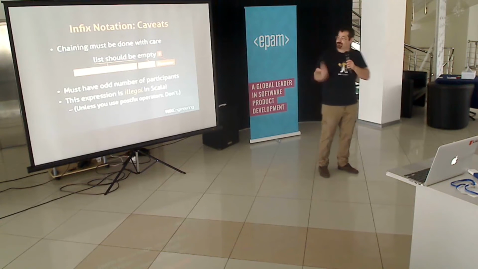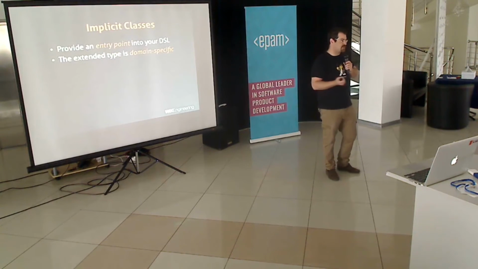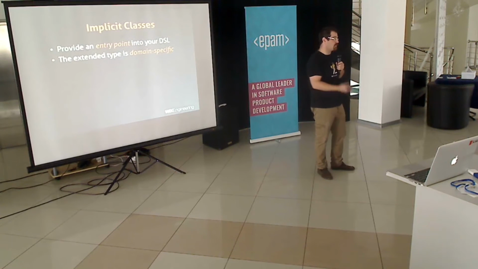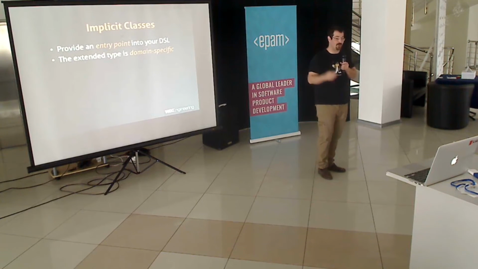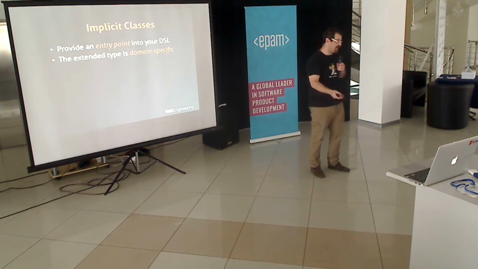No? Cool. Moving on. The next piece of the puzzle, the next feature that Scala gives you, are implicit classes. Implicit classes really give you an entry point into your DSL. So in our example, for Spec2, we had "string should not be empty." Should is not a member of string. You need to add it to string after the fact. That is an extension method in C#. In Scala, you do this through implicit classes.